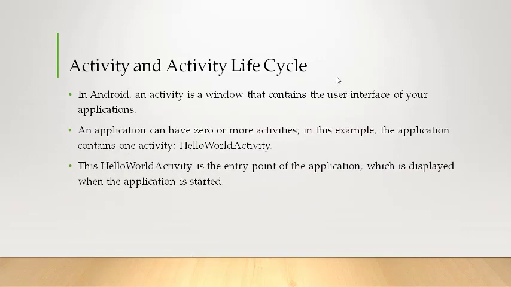Now, next is your activity and activity lifecycle. In Android, an activity is a window that contains the user interface of your application. Activity is responsible for defining the graphical user interface. An application may have 0 or more activities. In this example, we have an activity called HelloWorldActivity. The HelloWorldActivity is the entry point of the application. By default, Android Studio creates an activity, that is your HelloWorldActivity. That means it is the entry point of your application which is displayed when the application starts.